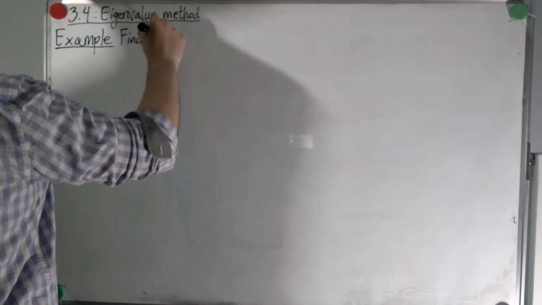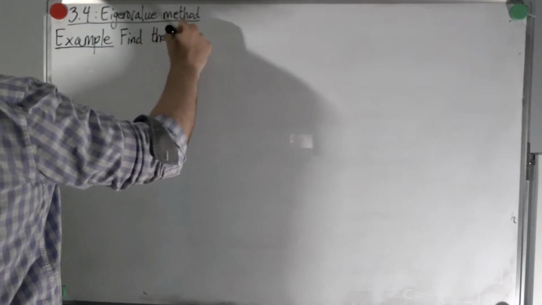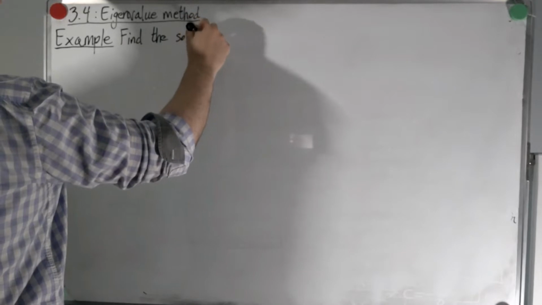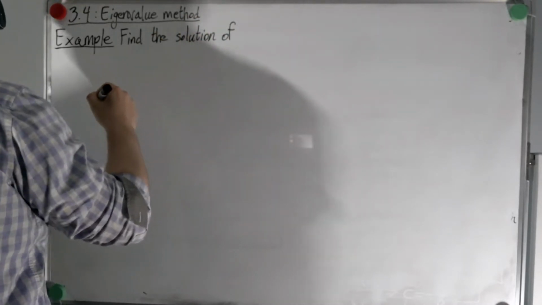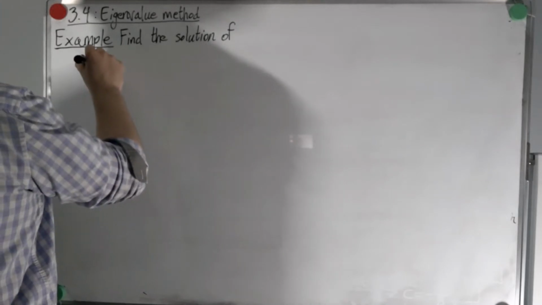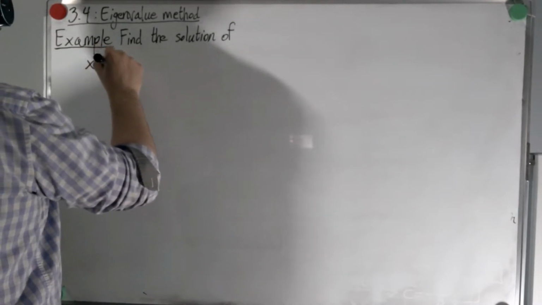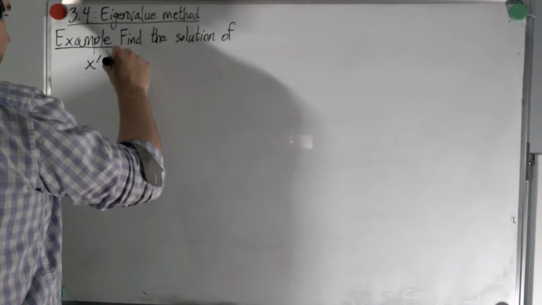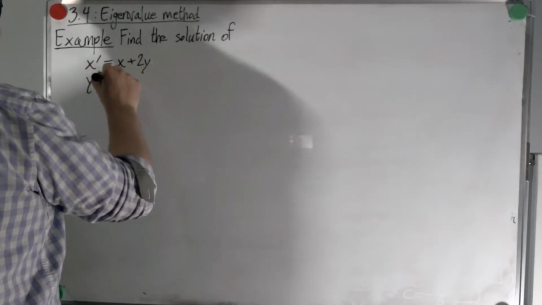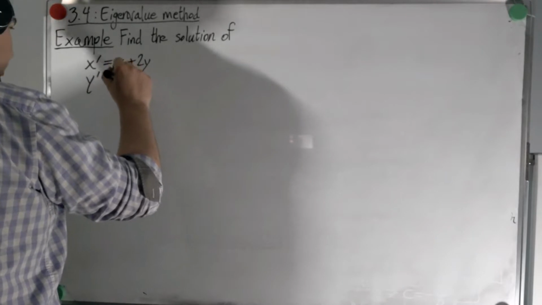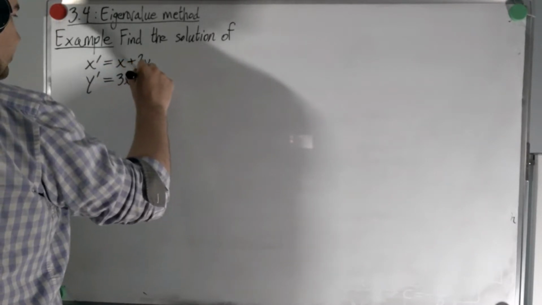Find the solution of the linear homogeneous system x prime equals x plus 2y, y prime equals 3x plus 2y.